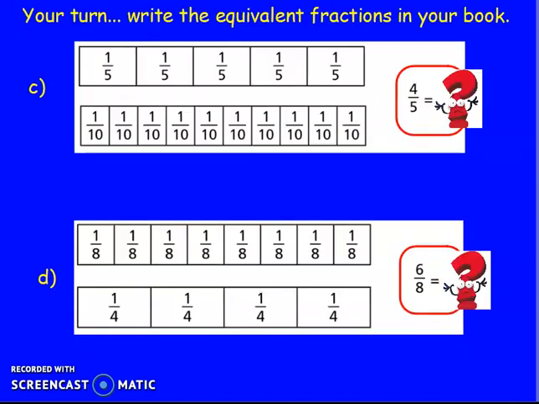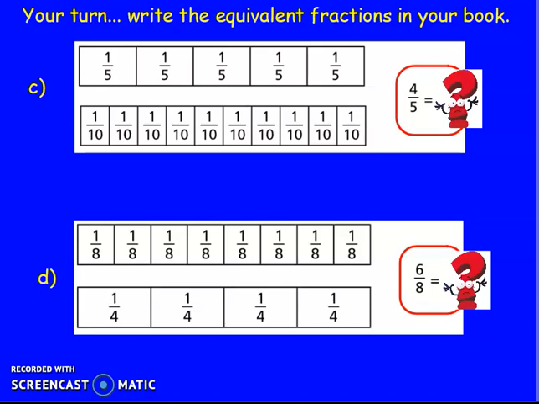Let's have a look at these. It's your turn. So, pause the screen and have a look. I'd like to know what's equivalent to 4/5 in tenths and what's equivalent to 6/8 in quarters. Pause the clip, see if you can write these sentences into your book and press play when you're ready to go through.